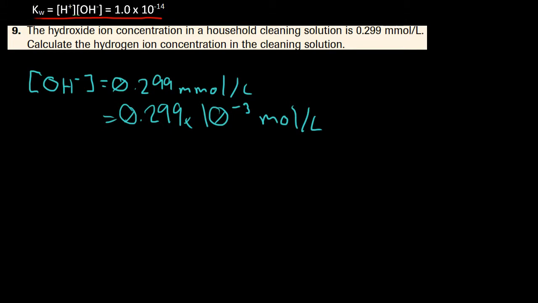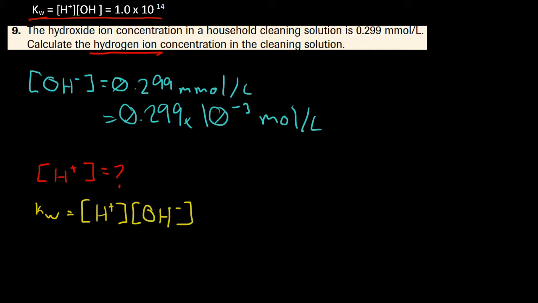Okay, so what are we looking for? Well, we're trying to solve the hydrogen ion concentration, so that's the concentration of H+. Now, because we have this handy equilibrium constant for water, this is now a simple matter of plugging in values to this formula. So we know that the equilibrium constant of water is equal to the concentration of H plus times the concentration of OH minus.